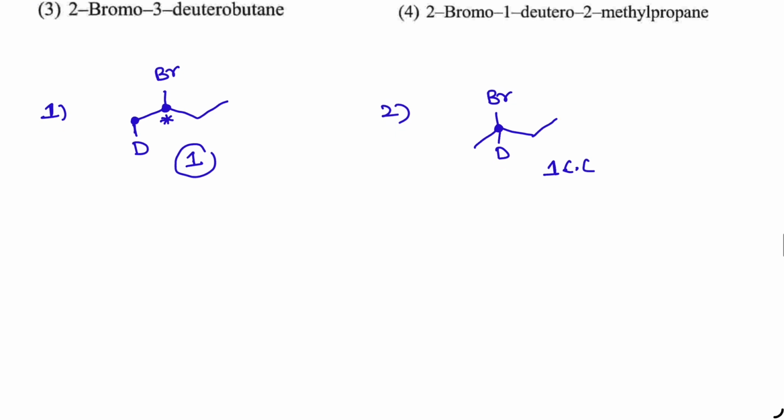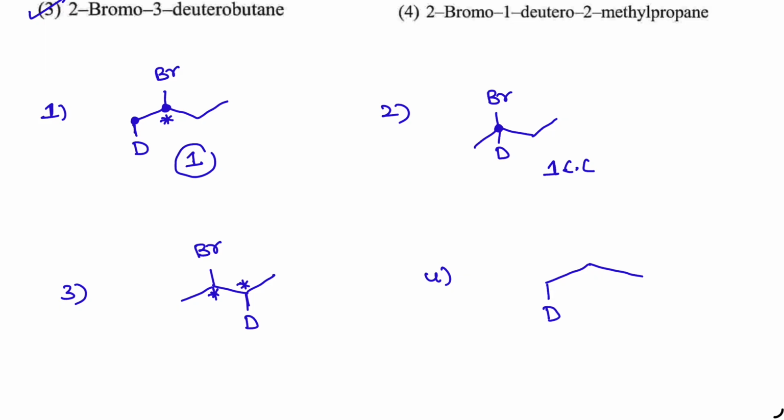2-bromo-3-deuterobutane, butane derivative. Now this is one chiral center, this is one chiral center, so the answer is 3. Let us check the fourth option as well. 2-bromo-1-deutero-2-methylpropane. Basically it is propane.